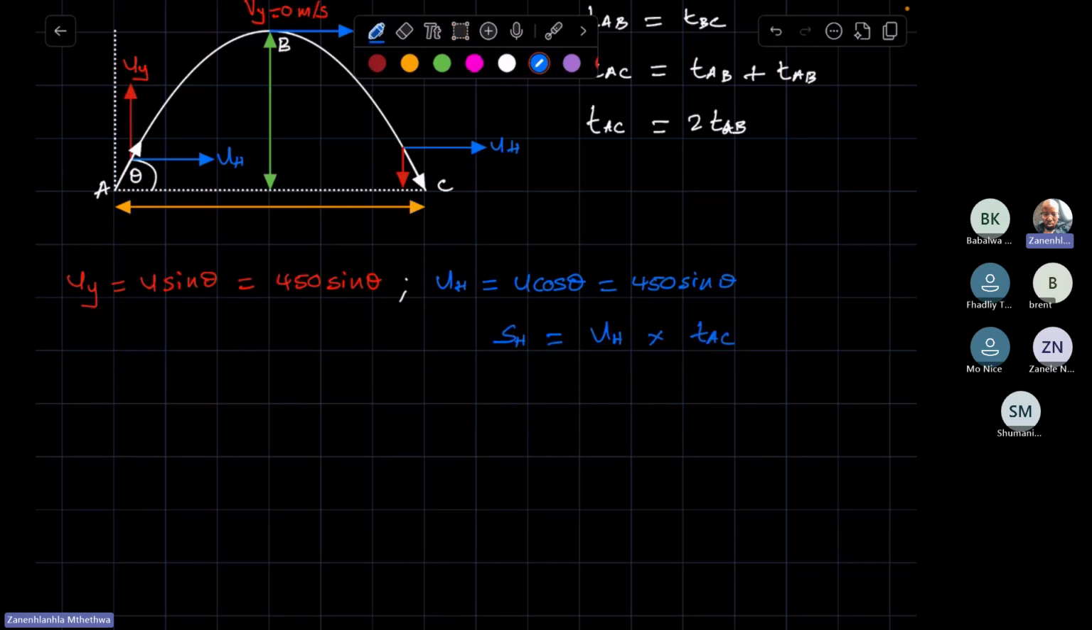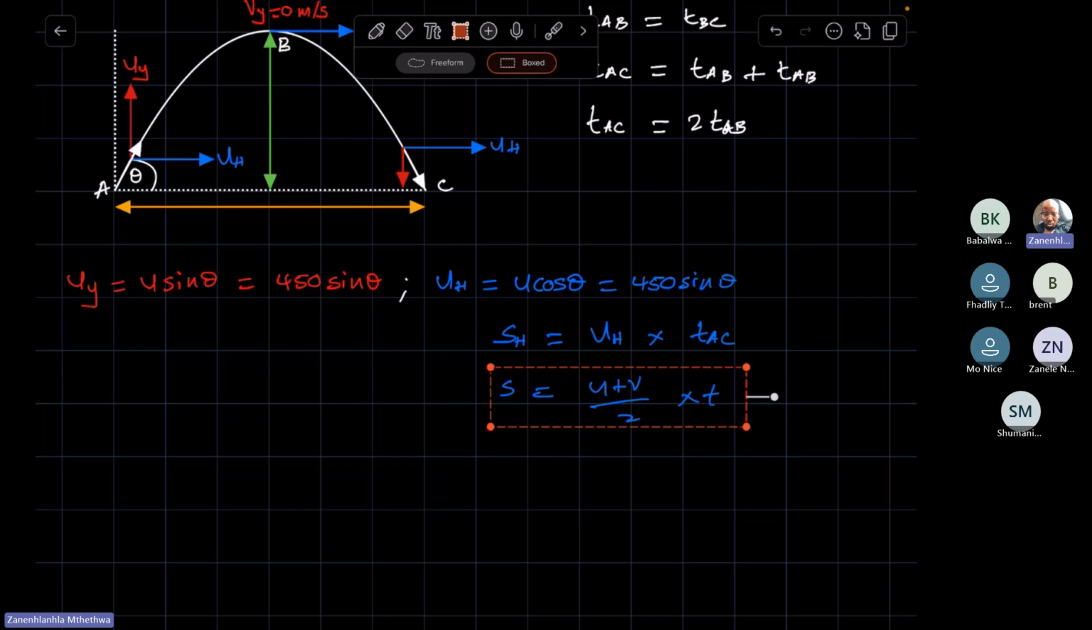And then you also have S is equal to the average velocity times T, where the average velocity is initial plus final divided by 2. This is essentially the same as that. Why? Because the initial and final velocities are the same. So if you say UH plus UH divided by 2, that gives you UH. So this goes back to this formula. Do you understand what I'm saying?